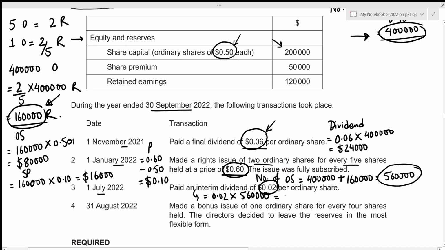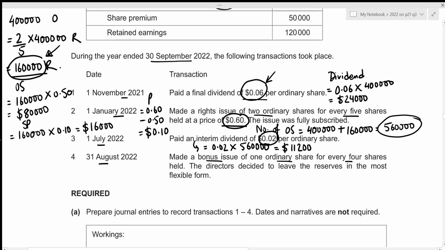Now this gives the interim dividend paid at the date of 1st July 2022 to have the value of 11,200. Now at the last date, which we have is 31st August 2022, the company made a bonus issue of 1 ordinary share for every 4 shares held. Okay, I'm just going to write it down right here. This just means that for every 4 ordinary shares in our company, the company will issue 1 new bonus share, which means that for 1 ordinary share, it will be getting 1 by 4 bonus shares, right?